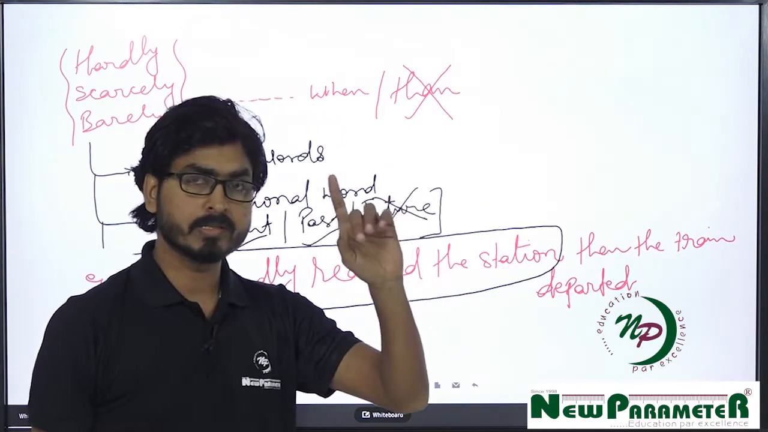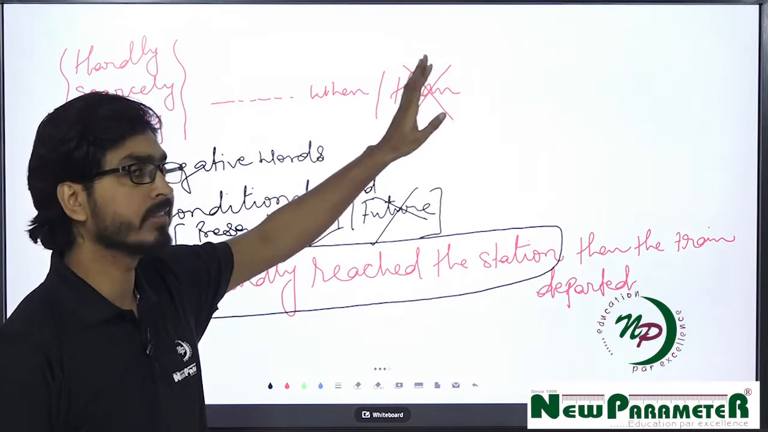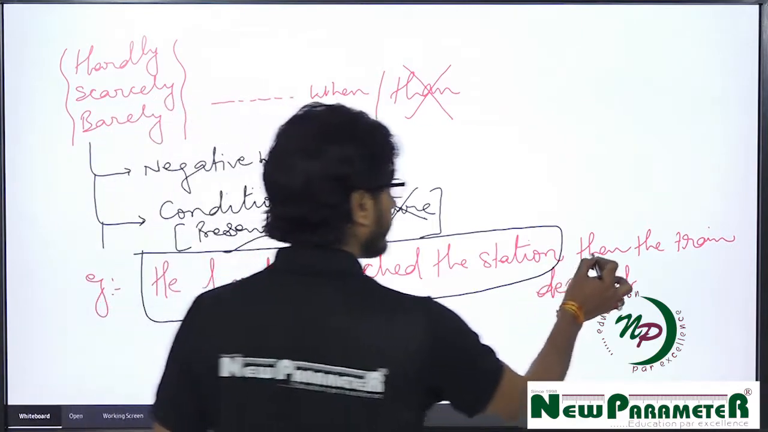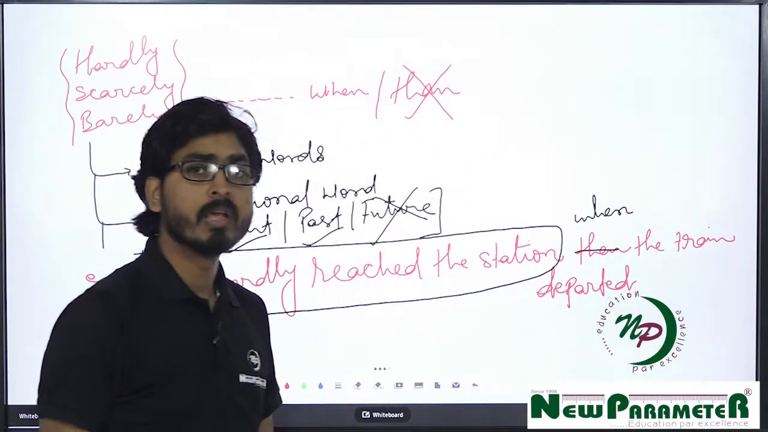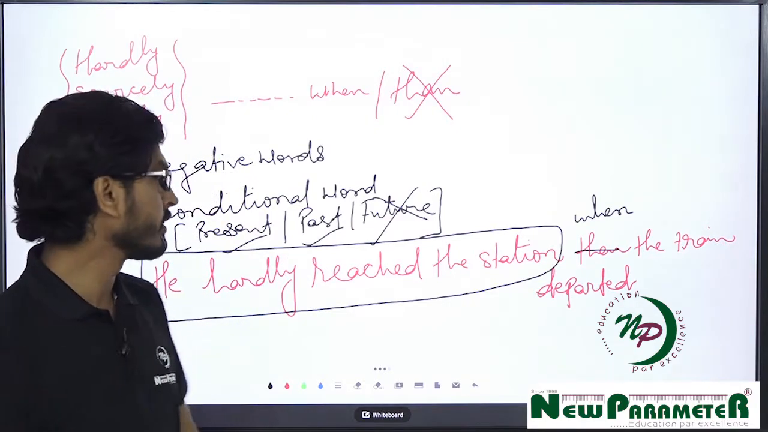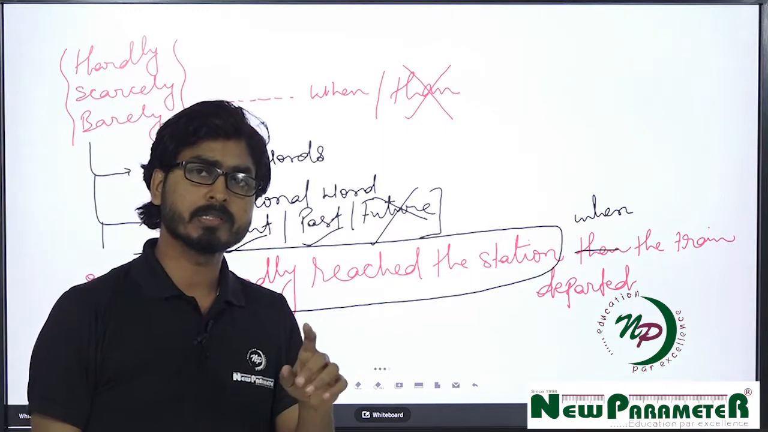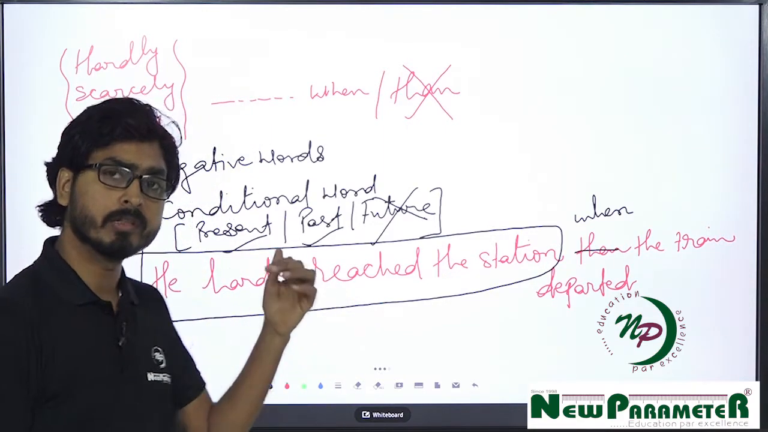See, there is an error in this sentence, that we are not allowed to use then. We are allowed to use only when. So the error is what? We have to use here when. But one more thing we have to consider, that sir, just you told me hardly, scarcely, barely are negative words, so we are not allowed to use any negative word in this clause.